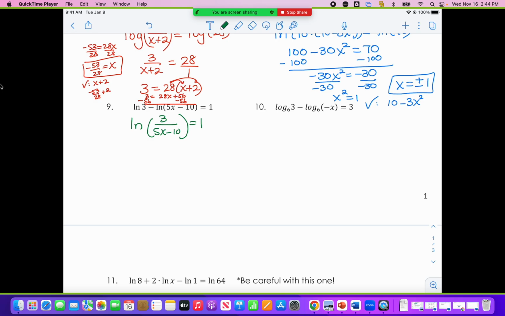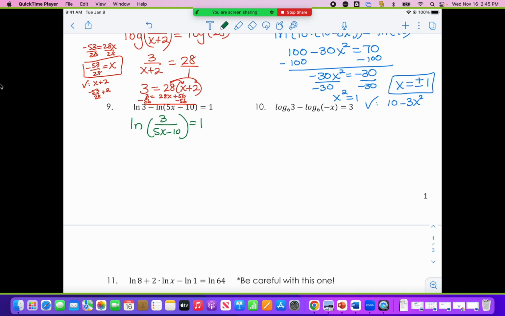All right, number 9, I'm going to start this one, then I'll pause again and let you finish up 10. And in number 9, I'm going to condense this to the natural log of 3 over 5x minus 10 equals 1. Do I have the situation where I have a log equals a log? No. So then what do you do when it's a log equals a number?